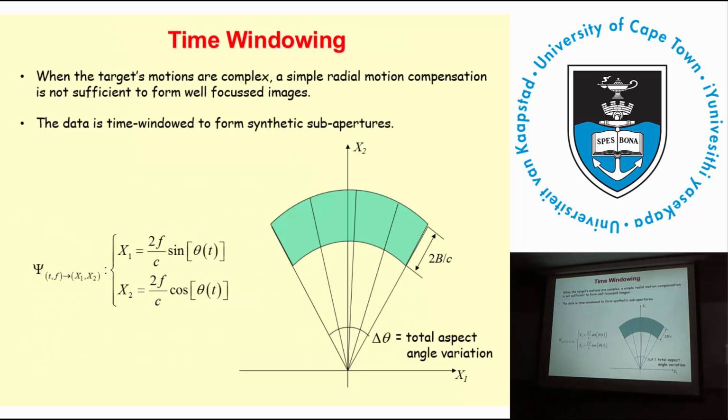Time windowing. You can even implement time windowing here. How do you do that? Well, once you've gone back into the data domain, you can interpret that data the same way. So now, by time windowing, you're selecting subapertures.